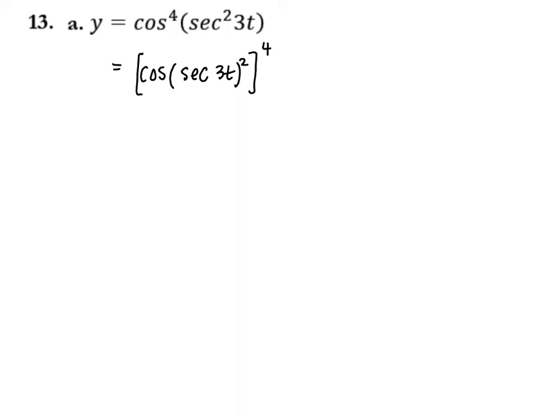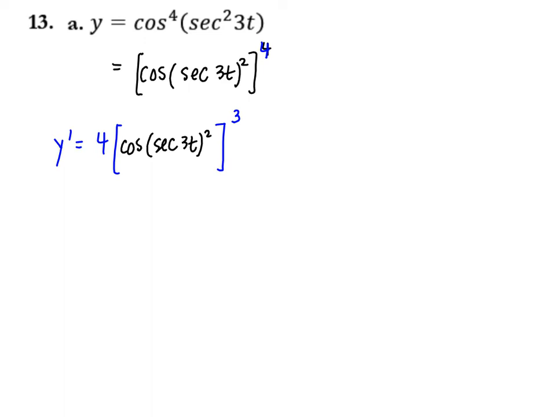So look at all of those layers. I don't even know if I have enough colors for this. Outside layer first is 4, so that's pretty nice. Y prime is 4 times all that stuff, leave it alone, to the 3rd. That's power rule. And the inside is the cosine of the secant of 3t, that's squared.